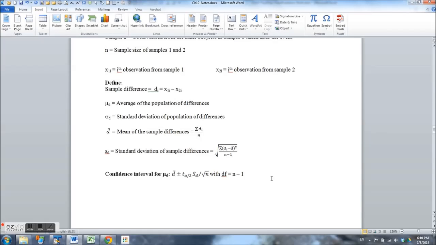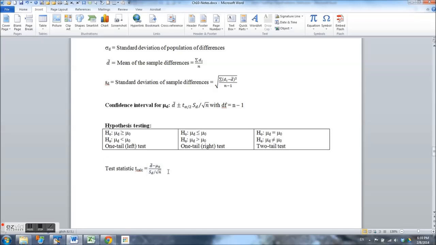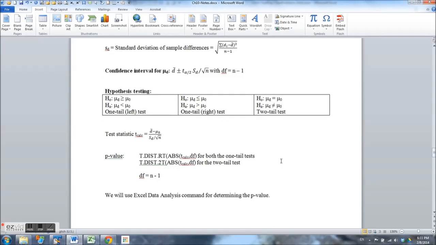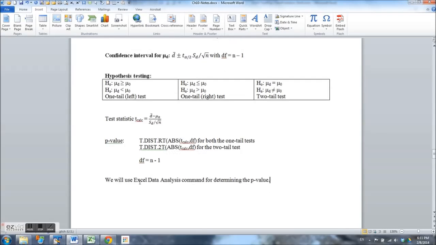And the hypothesis testing is going to be similar to the single population hypothesis testing. The three types of hypotheses, and the test statistic will be t equals d bar minus mu sub 0 over the standard error of d. And then we will use the t distribution functions for the p-value, the degrees of freedom being equal to n minus 1. We'll use the Excel data analysis command for matched samples to generate all of this information.